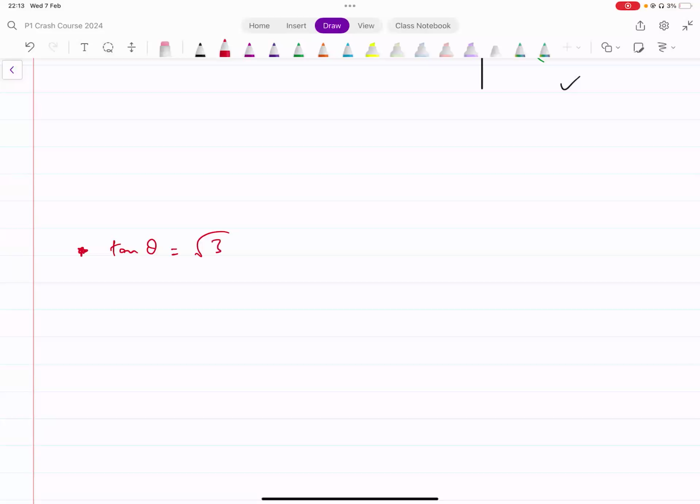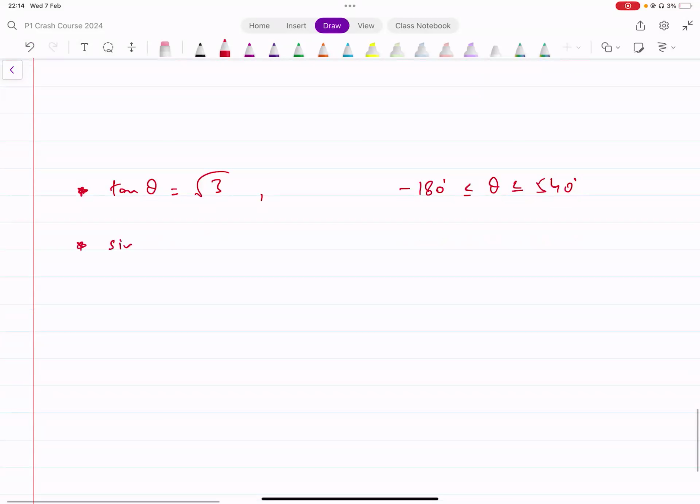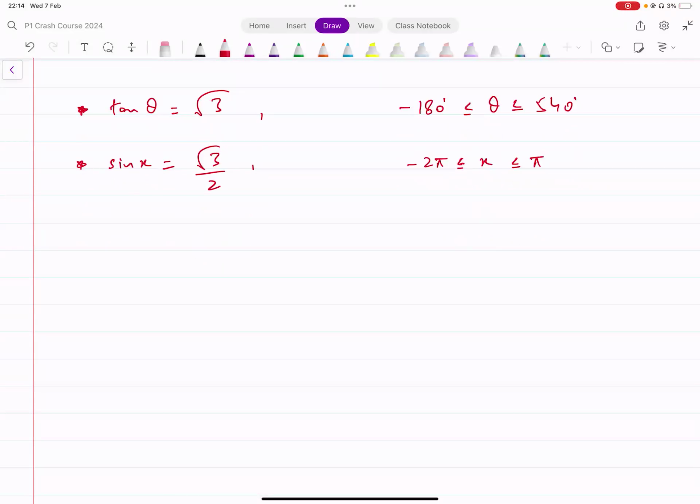So if you have tan theta equals under root 3, and the interval is, let's say, from minus 180 to 540. Let me write down another equation here. Let's say you have sine of x equals under root 3 over 2, and x is now between, let's say, minus 2 pi to pi. We have radians now, so we could have radians as well. Okay. Now this does not have a degree sign. That means it's radians.